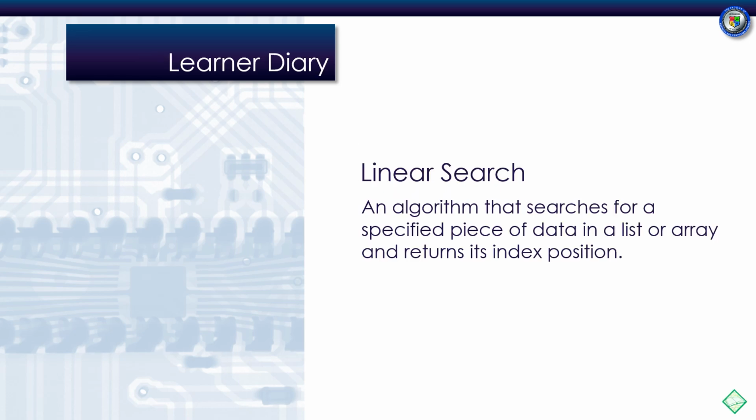We will start this lesson with a definition. Linear search is an algorithm that searches for a specified piece of data in a list or array and returns its index position.